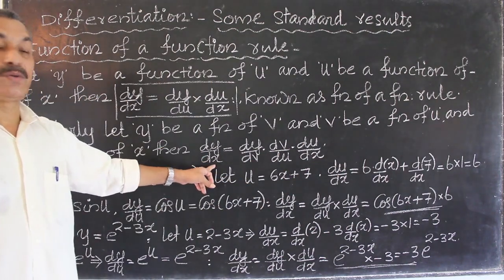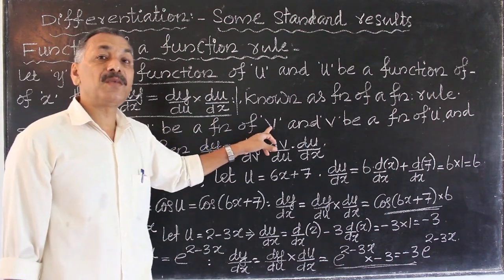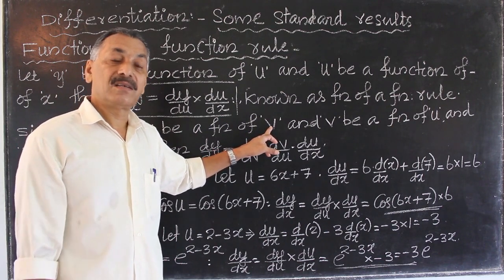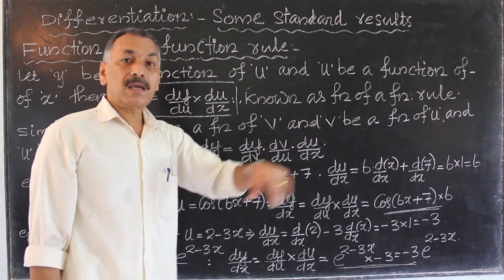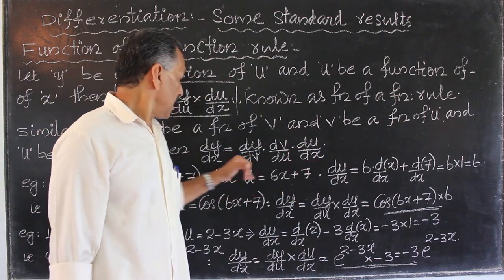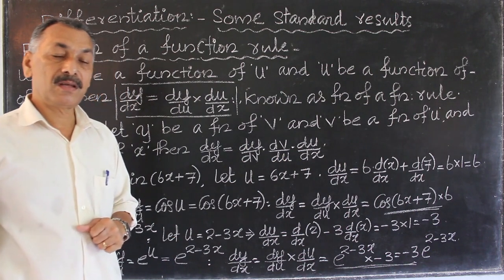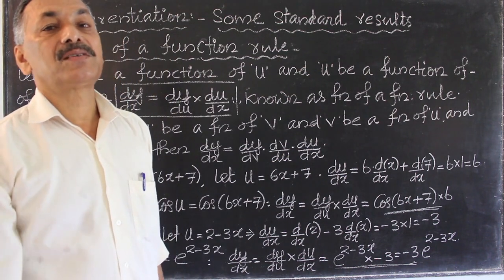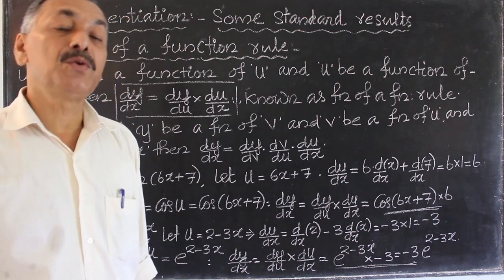Then dy by dx: let y be a function of v, v a function of u, and u a function of x. Differentiating, dy by dx is equal to dy by dv into dv by du into du by dx. The dv and du cancel, leaving dy by dx.